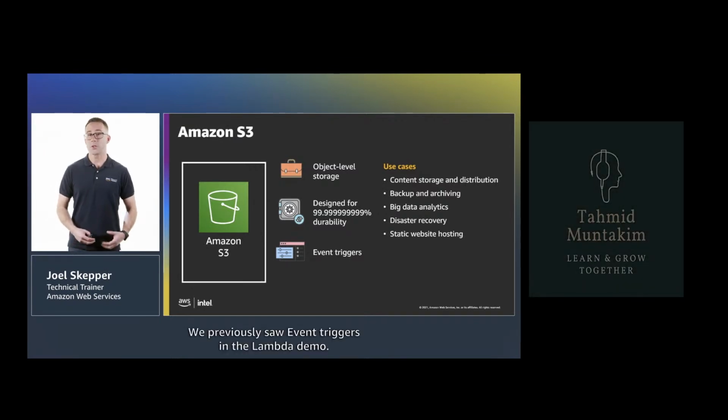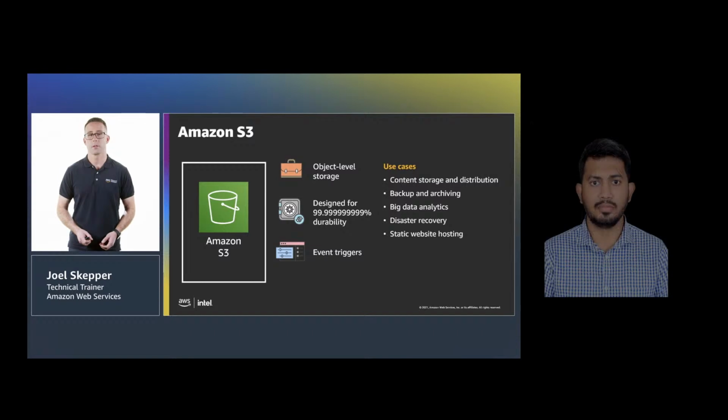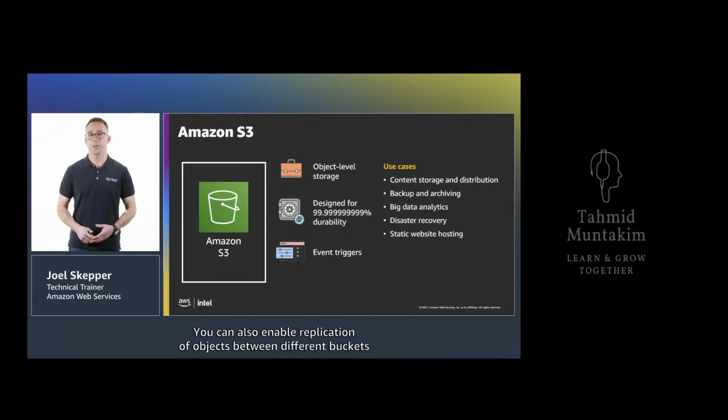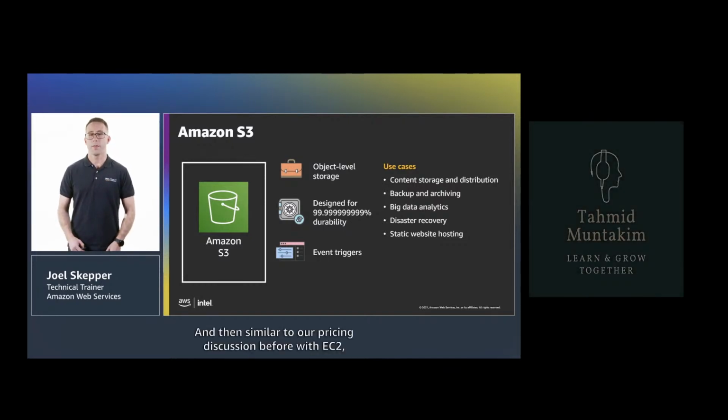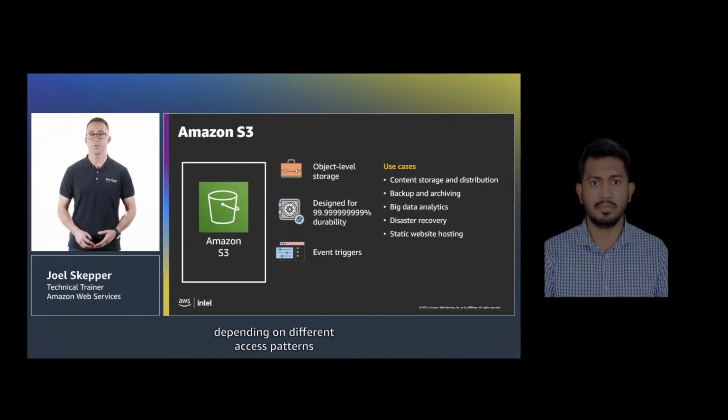We previously saw event triggers in the Lambda demo. This is a great feature of S3 that enables fantastic automation and event-driven architectures. S3 objects are stored within buckets, which are basically like containers that you create. You can also enable replication of objects between different buckets to create additional copies of that data within the same region, or maybe even a different region if you need to. And then, similar to our pricing discussion before with EC2, you can also utilize different pricing models for storing your data, depending on different access patterns that you might have for your application.